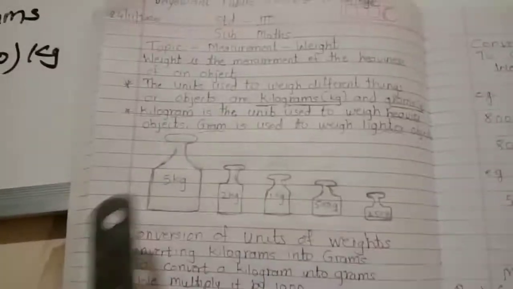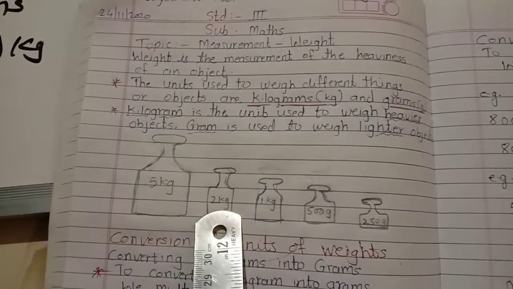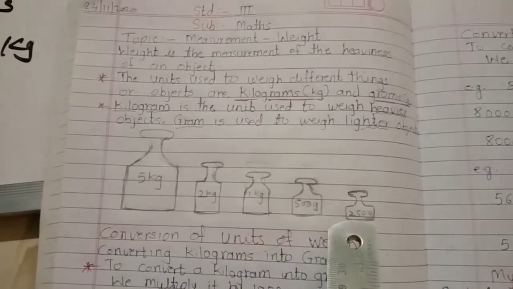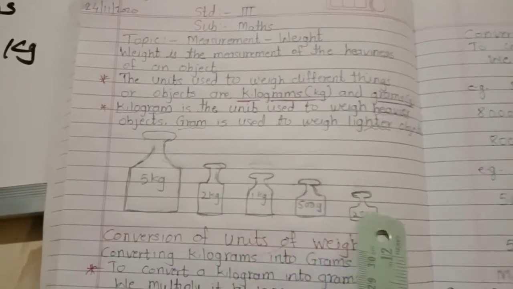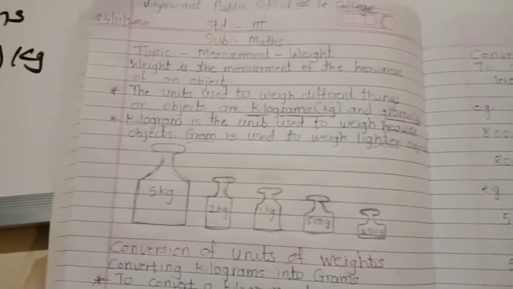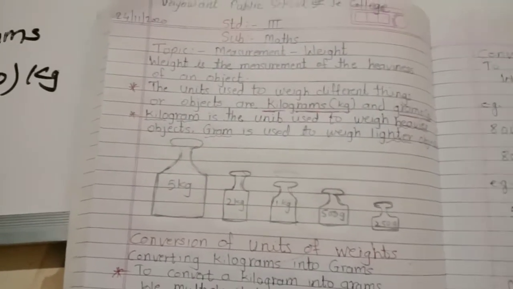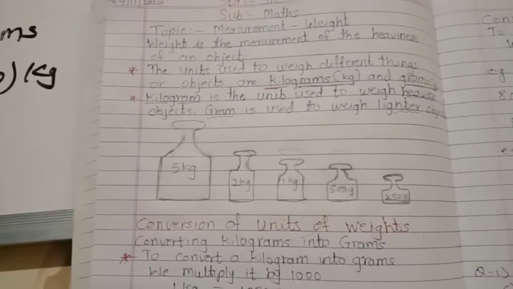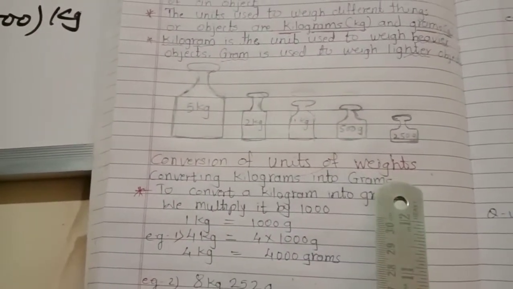Okay, here some symbols are there. Here are the symbols for 5 kg, 2 kg, 1 kg, 500 gram, and 250 gram. We can also measure weight on a digital scale, where there are only numbers on those symbols. See here, conversion of units of weight.